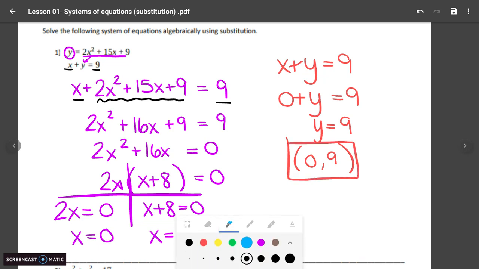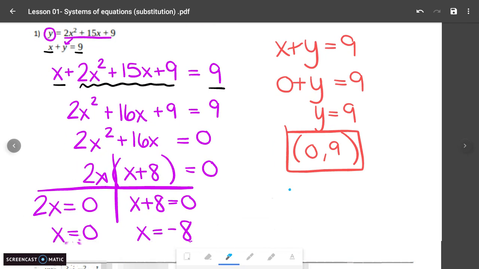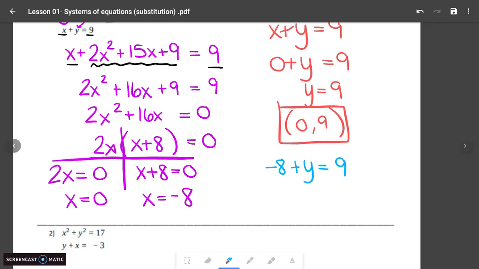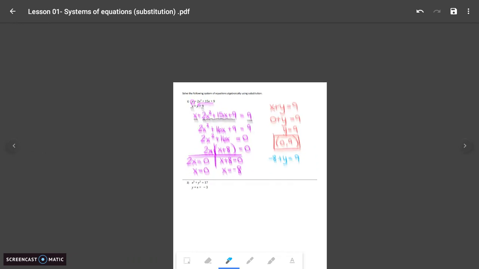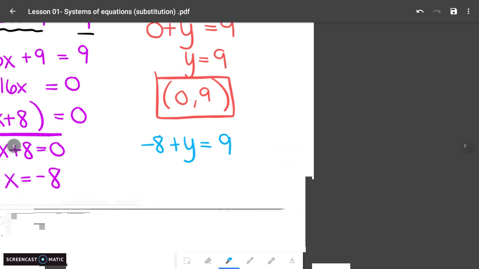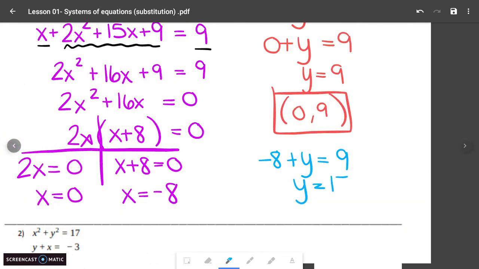And we're going to do it again for the x equals negative 8. So negative 8 plus y equals 9. When I add 8 to both sides, we end up with y equal to 17. And that coordinate is going to be negative 8, 17. So now we have ones that end up with two solutions.